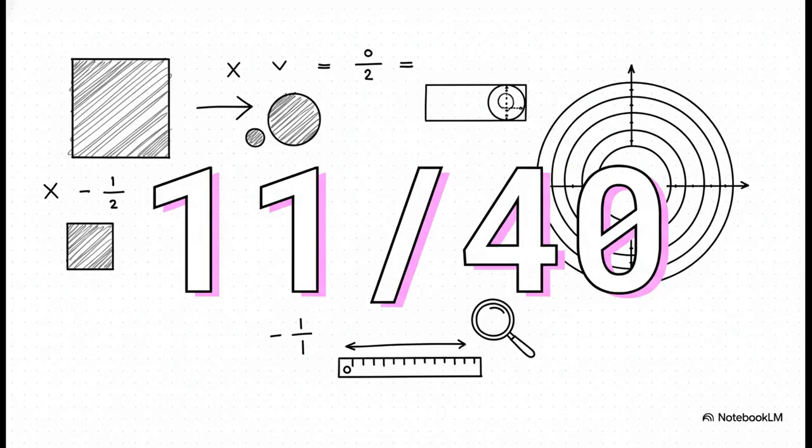So, how do you find the scale factor? The rule is always the same. You just divide the new size by the original size. So in this case, that's 1.1 divided by 4, which simplifies to a scale factor of 11/40.